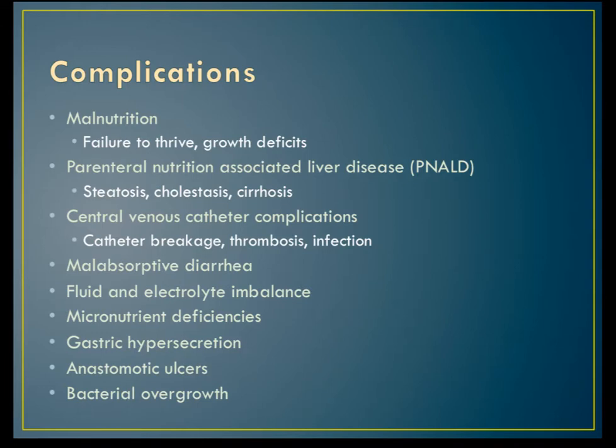Parenteral nutrition, while it has saved a lot of lives, can also lead to liver disease, which can unfortunately end a patient's life. Central venous catheter complications are also very common in these patients. Malabsorptive diarrhea and fluid and electrolyte imbalances, micronutrient deficiencies, gastric acid hypersecretion, anastomotic ulcers, as well as bacterial overgrowth.